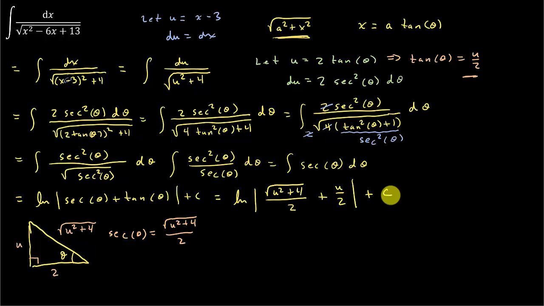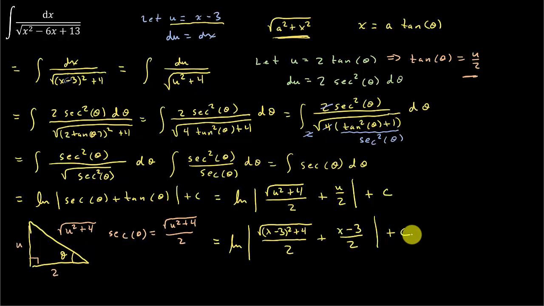Okay. Now, I still don't have this in terms of x. It's in terms of u. So all I have to do is replace the u with what? Well, u is x minus 3. So that's square root of x minus 3 squared plus 4, over 2, plus x minus 3 over 2, plus c. Okay? And then this is your answer here.